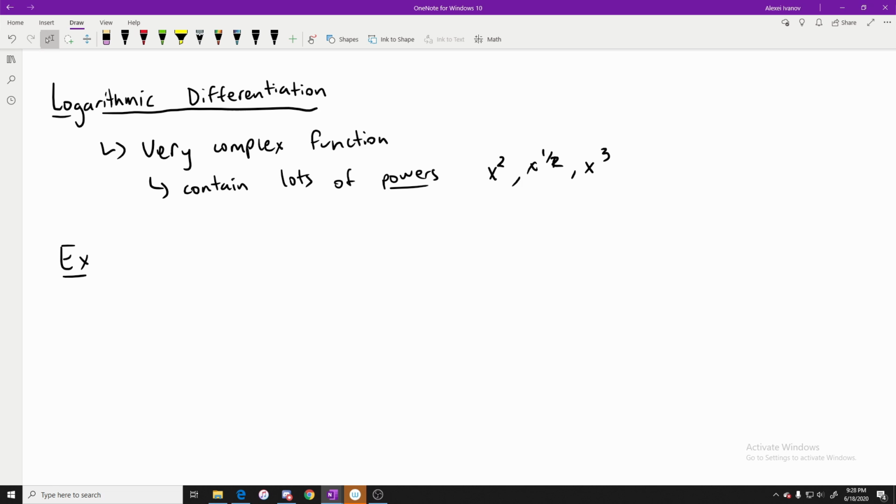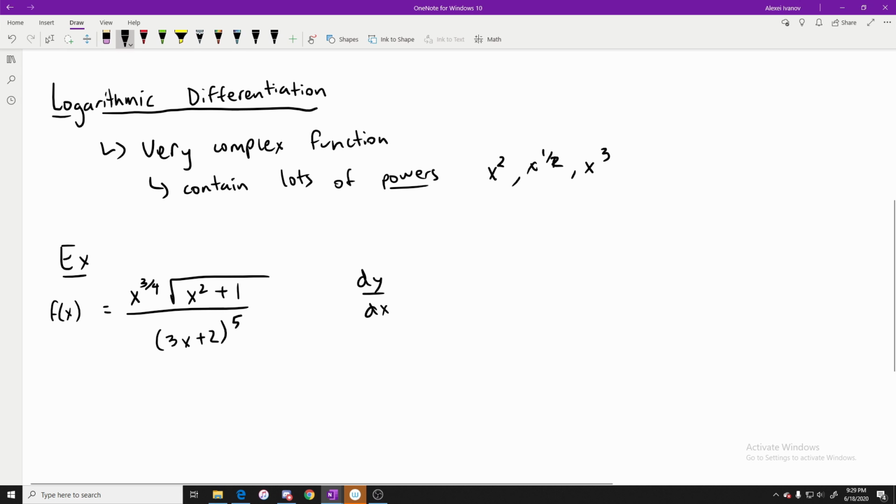A good example would be if we have this function f of x is equal to x to the power of 3 over 4 times the square root of x squared plus 1, over 3x plus 2 to the power of 5. Let's say we were asked to find dy over dx, meaning the derivative of this function. Obviously, we could use quotient rule and then product rule and then multiple chain rules, but that would be a lot of work.